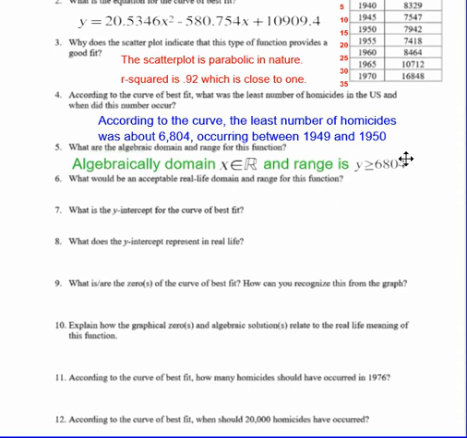That's not the same for what could actually happen in real life. Do we really think that you could go up to infinity with the number of homicides? And the answer hopefully is no. So what we want to do is talk about what's acceptable for a real life domain and range. And there's not one right answer for these. You're going to want to think of a practical idea that makes sense based on the data, but is not necessarily completely based on the algebra that's available.